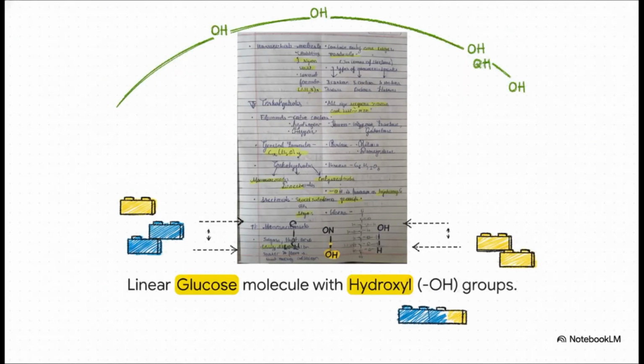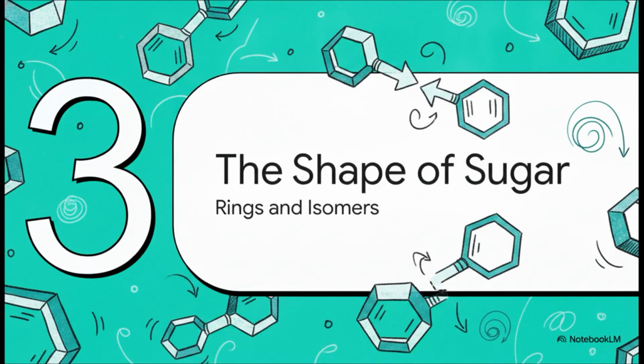Now, when you look at the linear structure of a glucose molecule like this, it kind of looks like a tall spine of carbon atoms. But I really want to draw your attention to those OH clusters hanging off the sides. Those are called hydroxyl groups. Keep a close eye on them, because those hydroxyl groups are essentially the sticky connection points. They're like the little plastic knobs on top of a Lego brick that actually allow these molecules to click together and interact. Which leads us perfectly into section 3, the shape of sugar, focusing on rings and isomers.